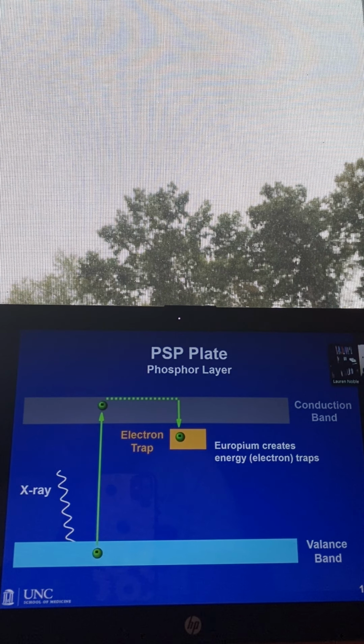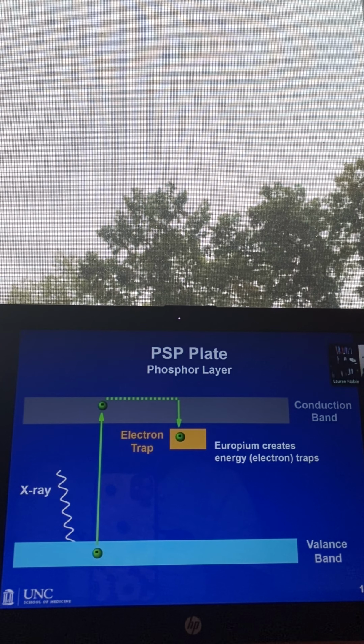So then we lose that, okay? So you need to know that europium creates energy traps in the phosphor crystals. So this is our image data. That's our image data. Are you okay up to this point?